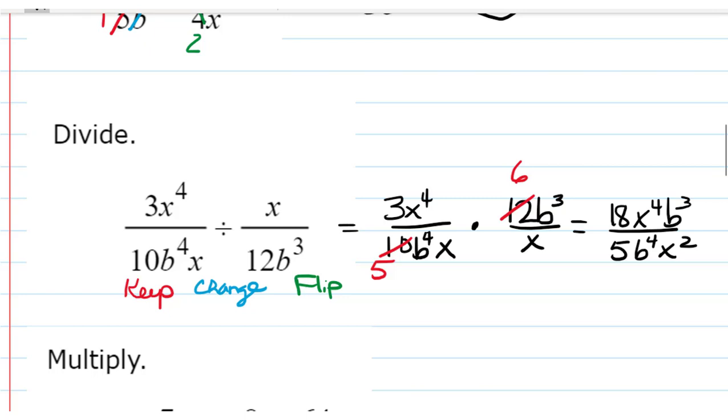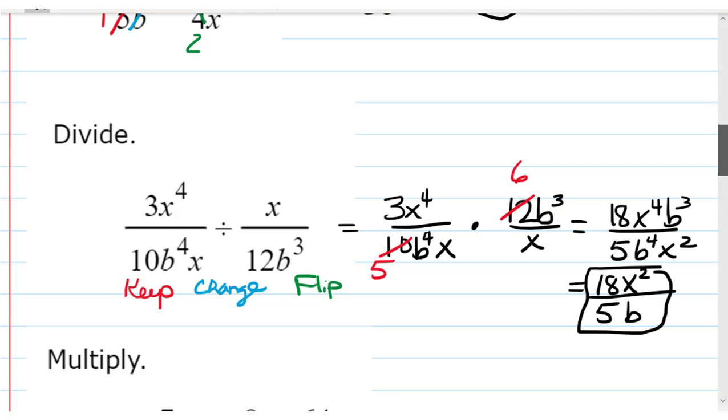So let's look at the x's first. x to the 4th is in the numerator, x squared is in the denominator. We have 2 x's that are going to be left in the top when we cancel out 2 of them from the bottom. And then the b's, b to the 3rd over b to the 4th, there were more b's in the bottom. So if we cancel out the 3 that were in the top, we're going to be left with just 1 in the bottom. So we have 18x squared over 5b.